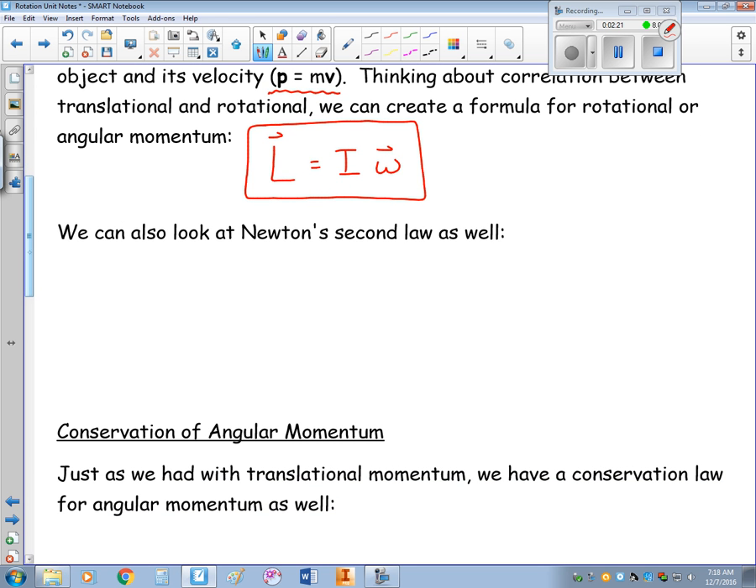We can also take a look at Newton's second law. The net force equals the change in linear momentum with respect to time. Well, the rotational equivalent of force is torque. So we can have an expression for the amount of net torque acting on an object by looking at its change in angular momentum. And I can go into the realm of calculus by changing those deltas into lowercase d's for derivatives.